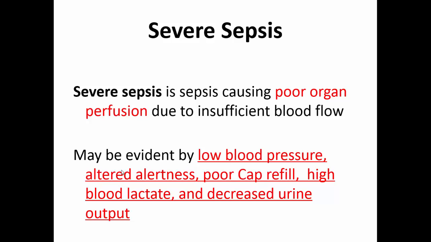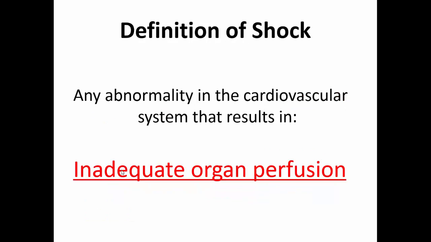Severe sepsis is simply defined as sepsis that leads to poor organ perfusion due to insufficient blood flow, insufficient oxygenation. You may get low blood pressure, altered mental status, poor capillary refill, high blood lactate, and you might even get decreased urine output. So all those are possible things you may see with severe sepsis.